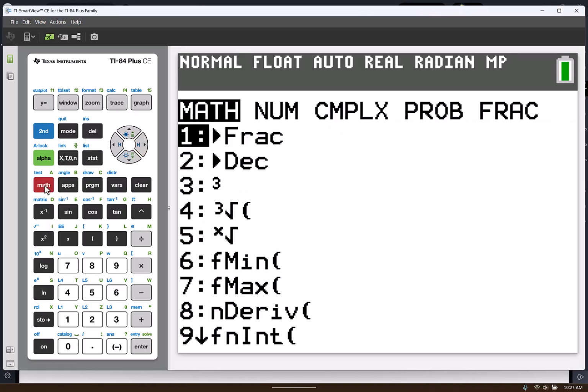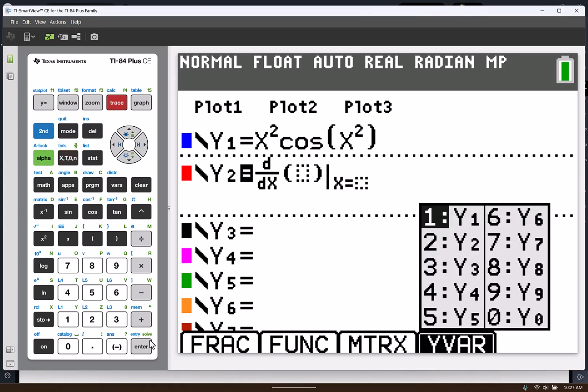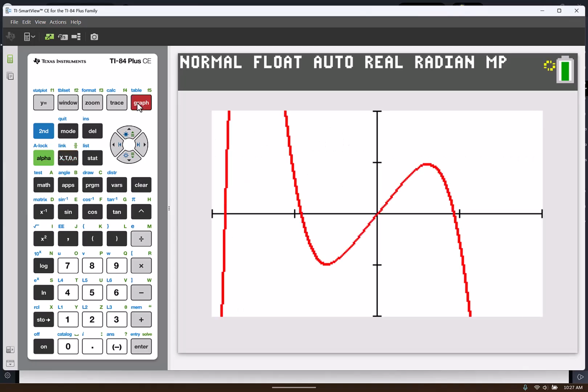I push math. I push number 8. See how it says derivative there? And then I push x. And then right here, I push alpha trace y1. And then x. Yeah, you guys practice with me. Do that. If you're using Desmos, if you already have the top function as f of x or f prime, just put f prime prime and it'll do it. All right, push graph. And now we're just going to count how many times it crosses the x-axis.